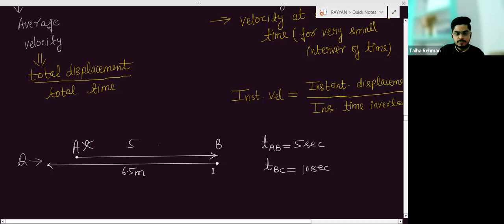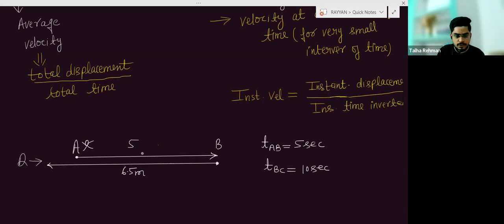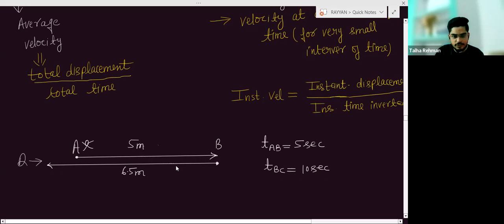No, 5 meters, sorry. 5 meter he covered, and after that finally reached at B. Now the person moved from B again in this direction. See here, again in this direction, he is going, and in this direction again he has covered a distance of 6.5.